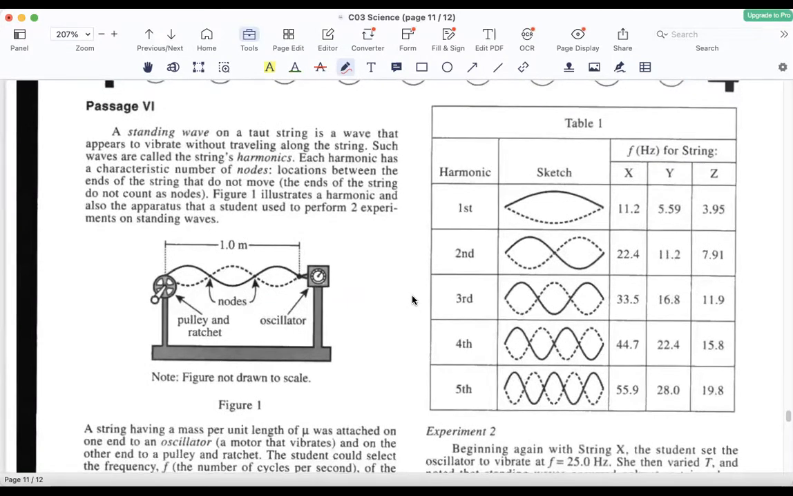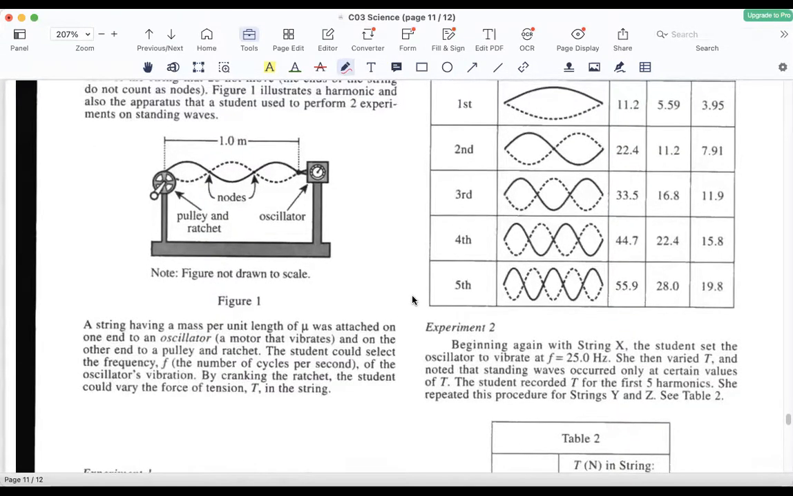Passage 6. A standing wave on a taut string is a wave that appears to vibrate without traveling along the string. Such waves are called the string's harmonics. Each harmonic has a characteristic number of nodes, locations between the ends of the string that do not move. The ends of the string do not count as nodes. Figure 1 illustrates a harmonic and also the apparatus that a student used to perform 2 experiments on standing waves.